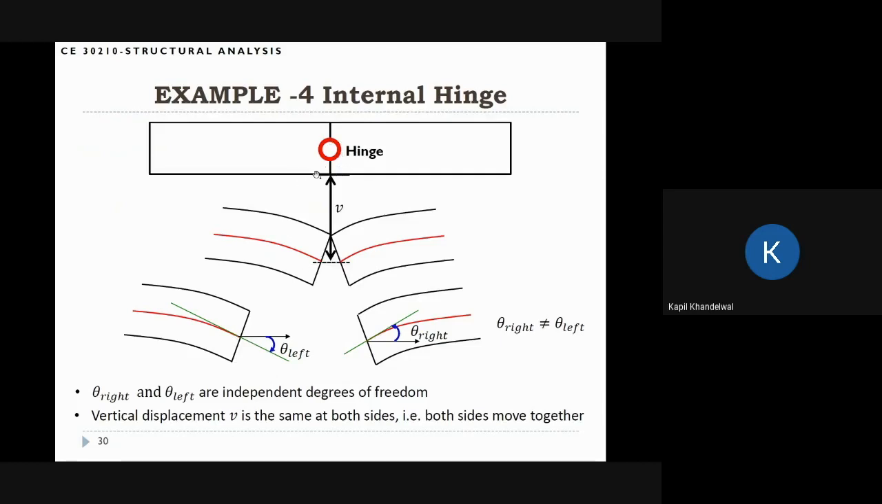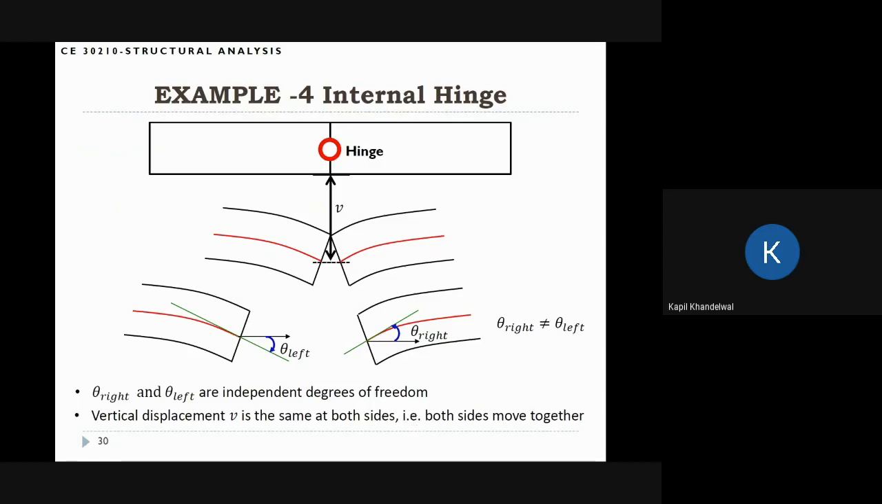There are two rotational degrees of freedom. So both sides, the right side and the left side, are allowed to rotate separately, okay, or they are allowed to rotate independently, but the vertical motion is still connected, so they still move together vertically downwards. So the idea is theta right and theta left are independent degrees of freedom, and the vertical displacement v is the same at both sides, so both sides move together. That's the meaning of the hinge, okay? So when I say hinge, this is what it means.